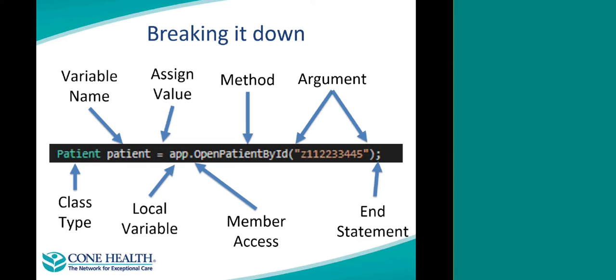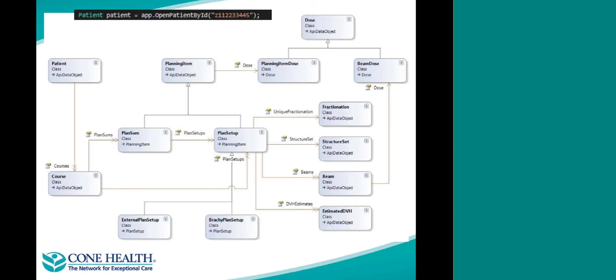So this is a typical statement. Again, don't worry too much if that was over your head right now. It'll become clearer as you get some experience. So how is that useful? So we start with a diagram. This is a diagram of a reference guide in the API. And that OpenPatientById, it sets up your patient. And say we want to get over and get some beam information. You'll see the beam in the lower right-hand side as one of the different objects that we can call. Well, we can't jump straight to it.